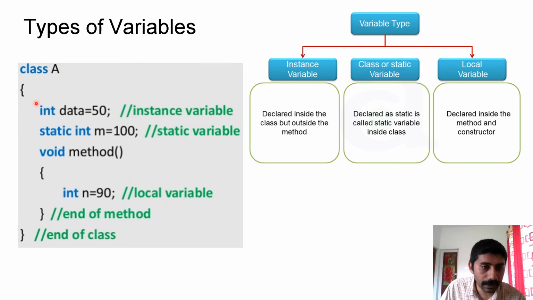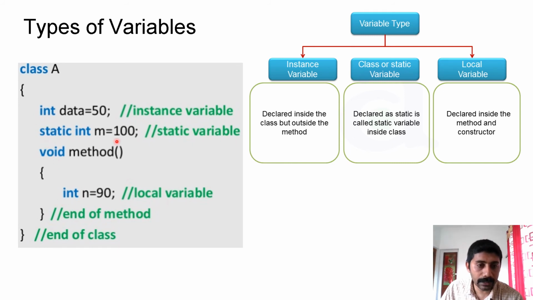Here you have an example. Class A, int data. This is an instance variable. This m is a static variable because it has the static prefix. They are known as class variables or static variables. And this int n is a local variable because it is declared within a method. If it is declared within a method or within a constructor, it is a local variable.